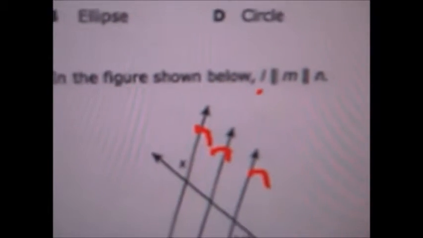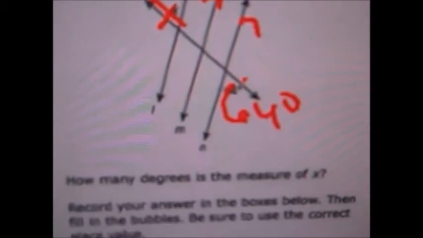Basically, all these lines right here are parallel. After reading this, it says all these lines here are parallel. This is 64 degrees right there. I want to know what this x right here is. Well, with parallel lines, you have certain angles that will be congruent. Regardless of parallel, vertical angles are always congruent. So here, this one will be 64.